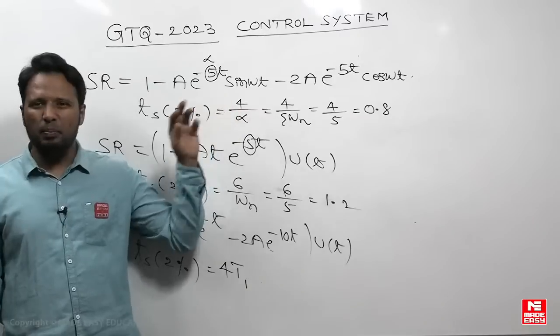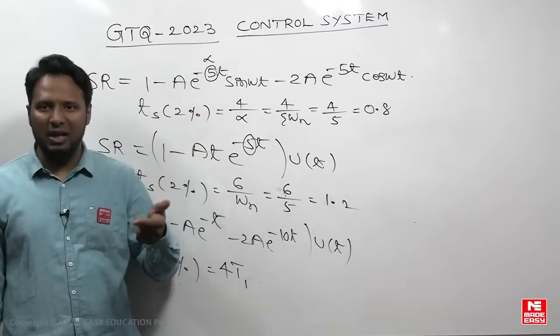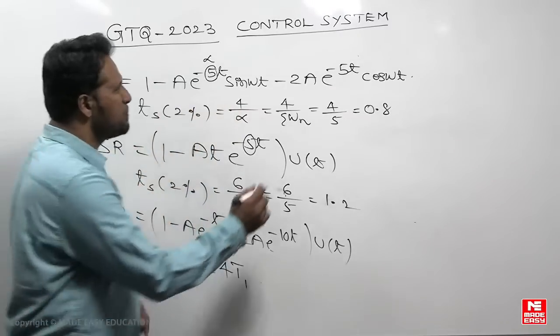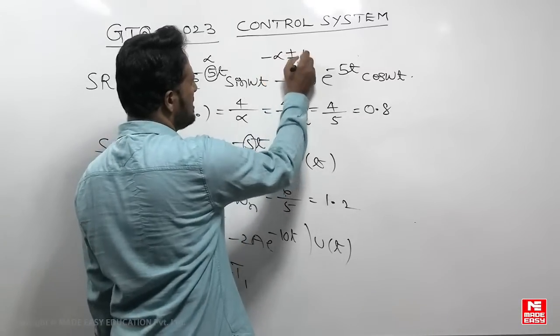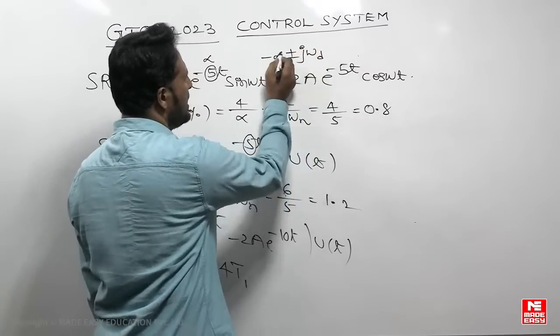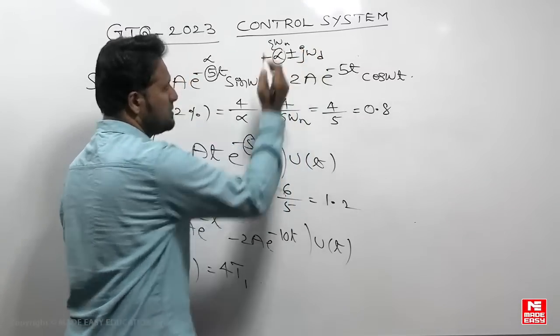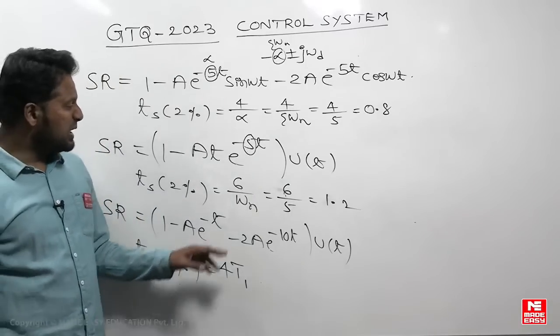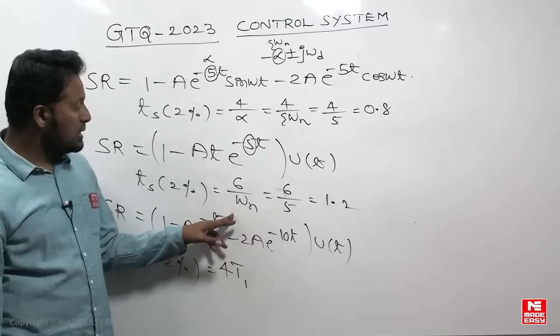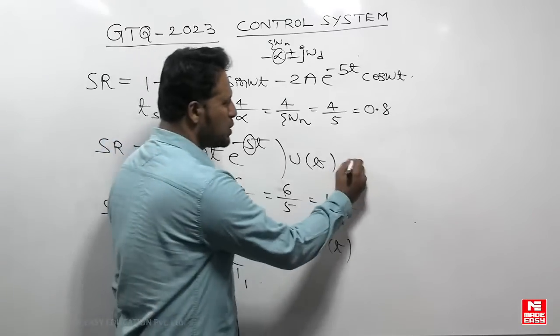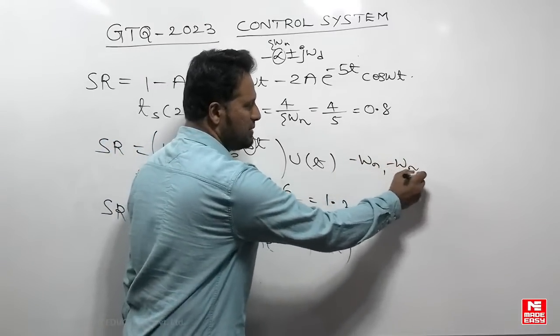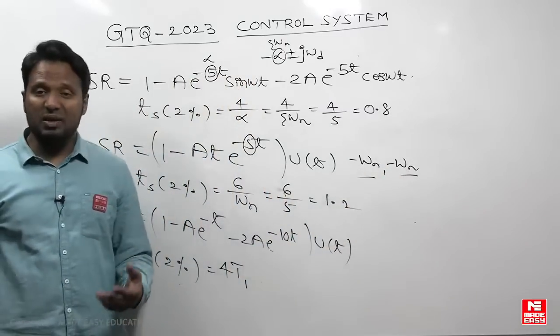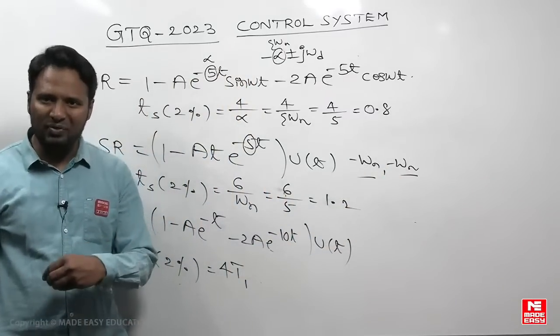In an underdamped system, the real part of the pole location is alpha. Because in an underdamped system the pole is at minus alpha plus or minus j omega d, and this alpha will be zeta into omega n. Hope it is clear. Then what else? In case of a critically damped system, the poles are located at minus omega n and minus omega n, whereas in case of an overdamped system, we will have poles at two different locations.